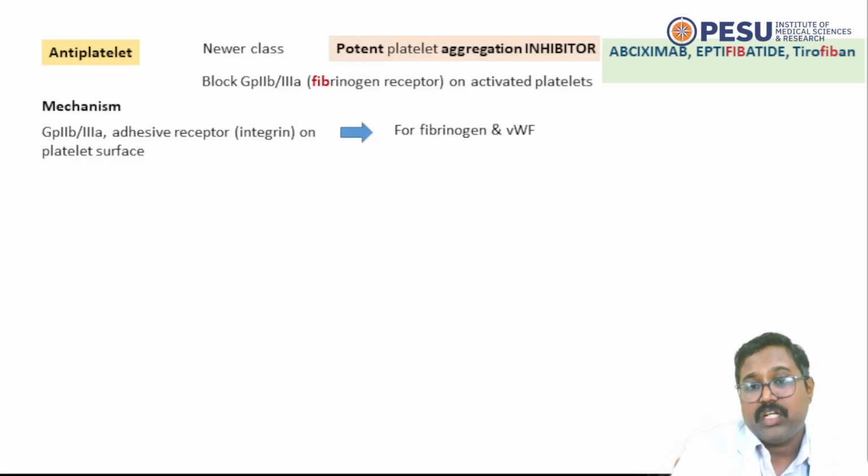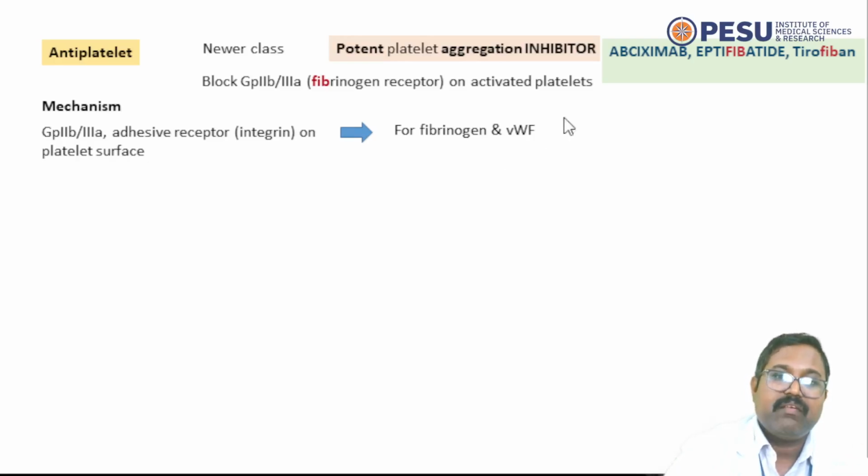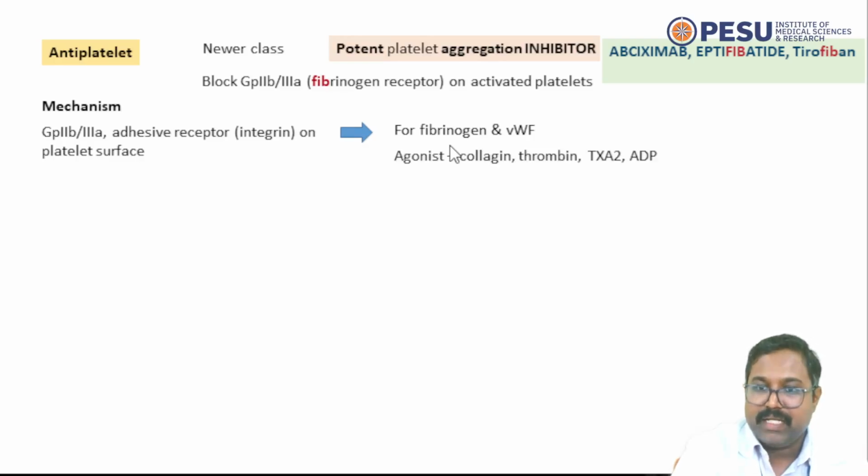and it is for what? For fibrinogen. Whenever fibrinogen combines with the GP2B3A receptor, it activates the platelets. So fibrinogen combines to this receptor and activates the platelets. So whenever you inhibit this, fibrinogen cannot activate the platelet.